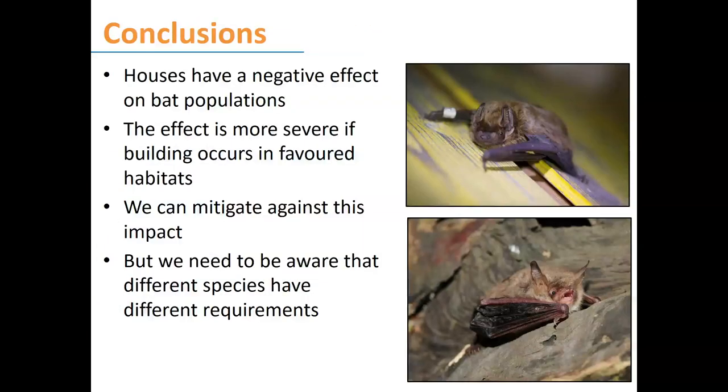So in conclusion, housing has a negative effect on bat populations. And this effect is more severe if the building occurs in favoured habitats. We can mitigate against this to an extent, but we do have to be aware that the different species have different requirements, and so it's quite hard to satisfy everything.